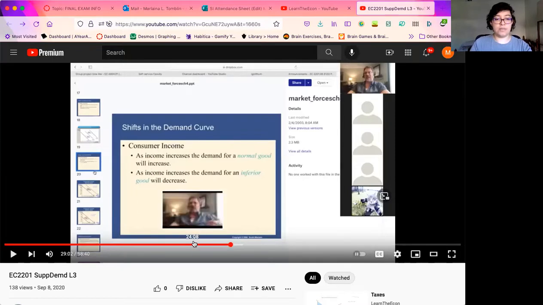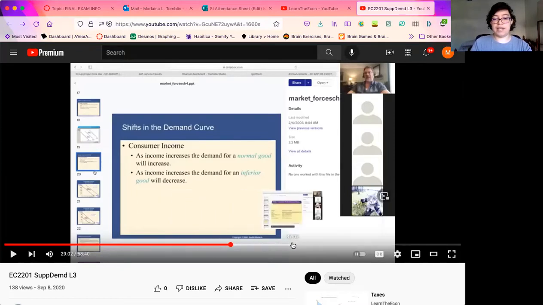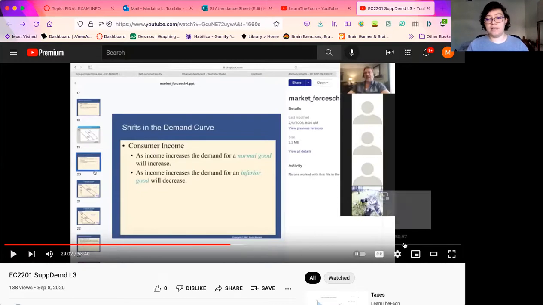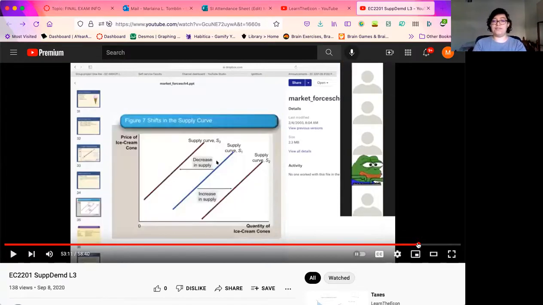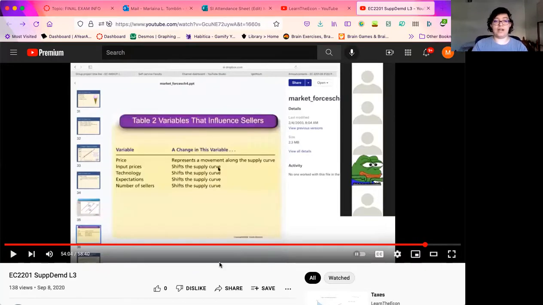Somewhere around here, at the beginning or the end, there's going to be a little chart that summarizes all the reasons for a shift in the demand in the market. Then if you go back to around minute 50, you'll see the same thing for the supply curve. It'll go over some of the reasons, and you'll have a little chart that summarizes all the reasons in the end for a shift in the supply curve.